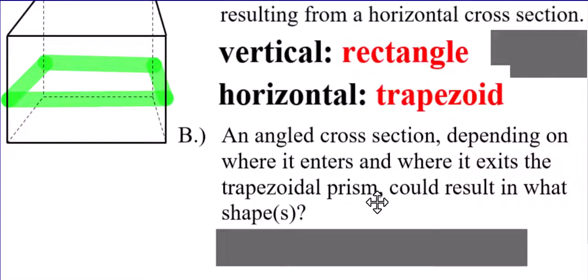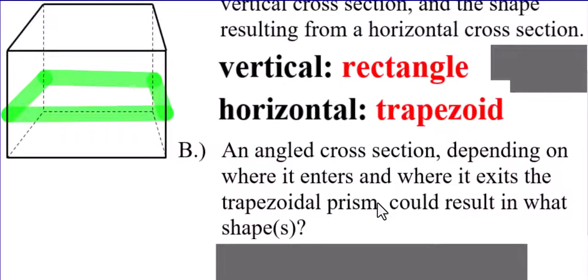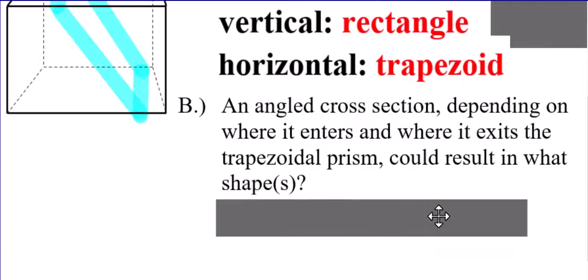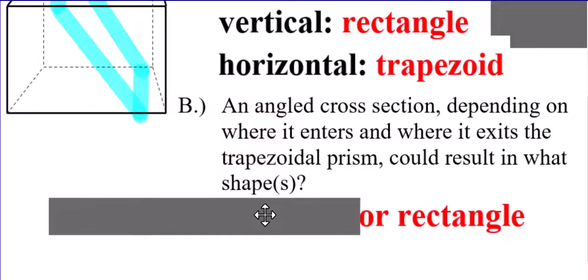All right, part B. An angled cross-section, depending on where it enters and where it exits the trapezoidal prism, would result in what shape, or maybe what different shapes? So let's try to actually do this. If I do an angled slice, and I'll admit to you, I'm not super good at drawing angled slices here. I'm trying. What would that actually make? Believe it or not, that would make a rectangle.